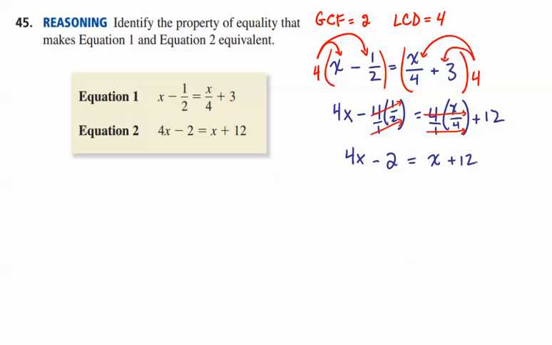And so now we have an equation that has x on both sides. Actually, at this point, it doesn't really matter. We're going to learn how to solve this type of equation in the next section. But you can see from this that what we just ended up with is the same as equation 2. So the question is, what was the property of equality that makes equation 1 and equation 2 equivalent?